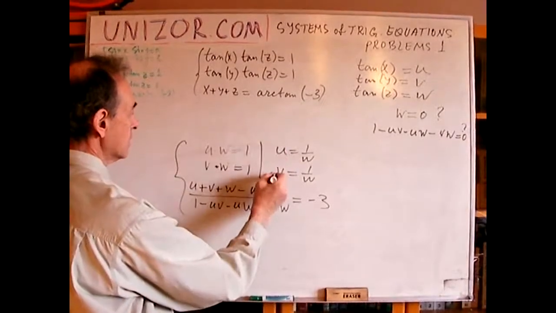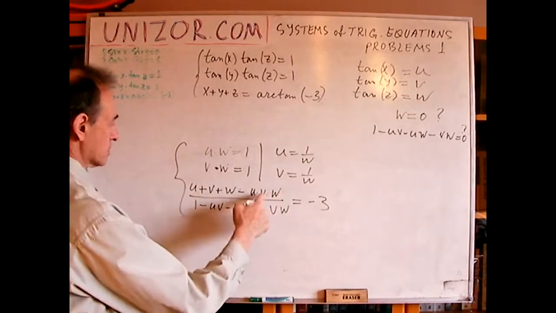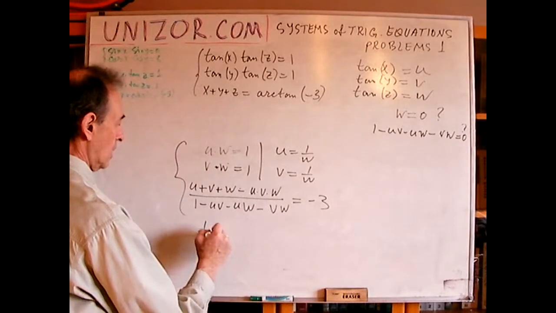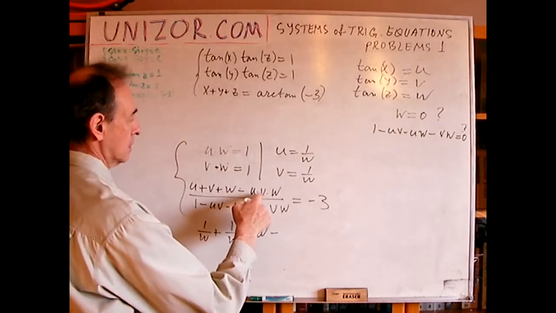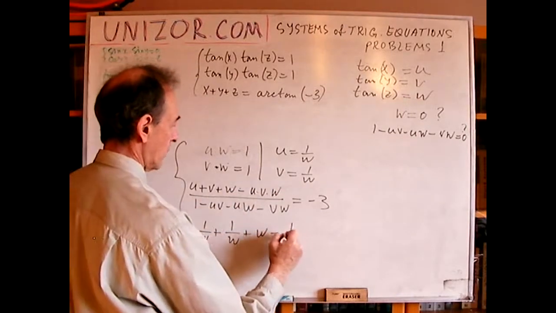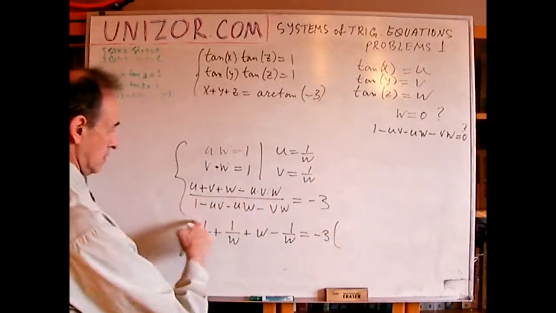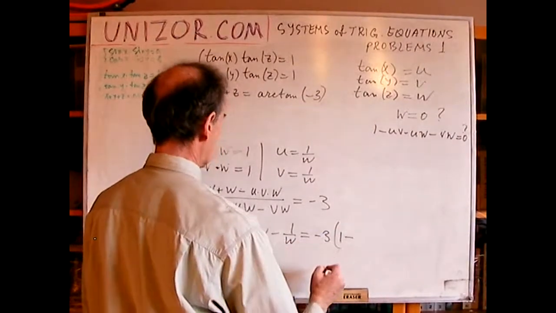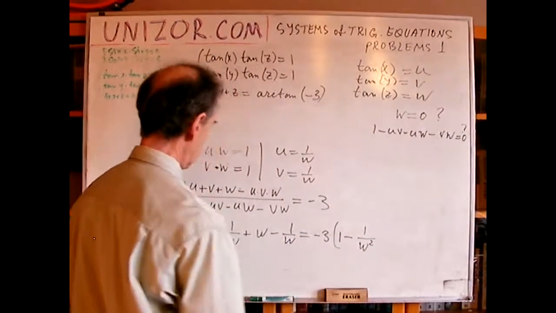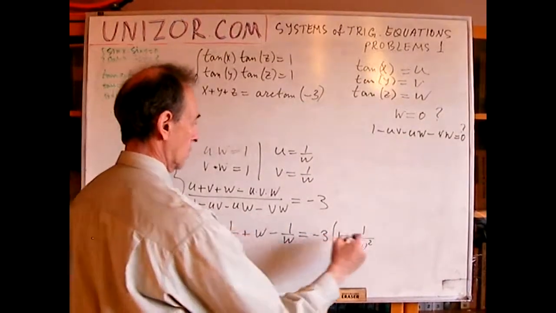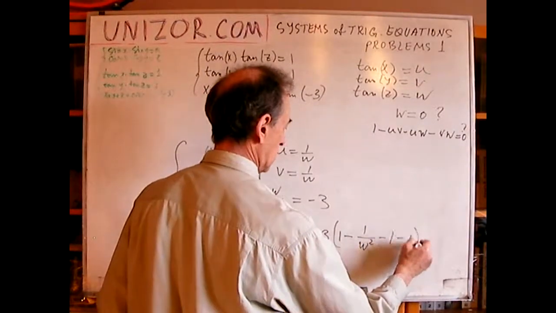All right, so having these, I will substitute it into this equation, and what will I have? Well, let me just write u is 1 over w, plus v is 1 over w, plus w, minus u times v, it's 1 over w squared, and w, so it will be 1 over w, equals to minus 3 times denominator, which is 1 minus uv, which is 1 over w squared, minus uw, which is 1, and vw, which is 1 as well. So that's my equation.